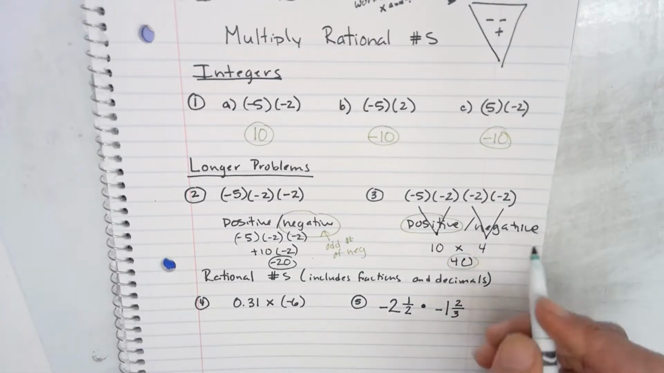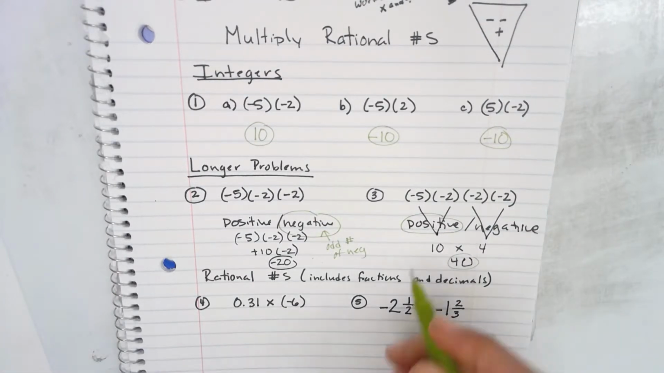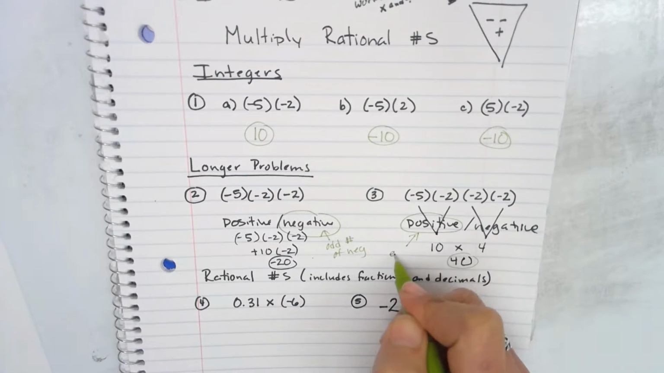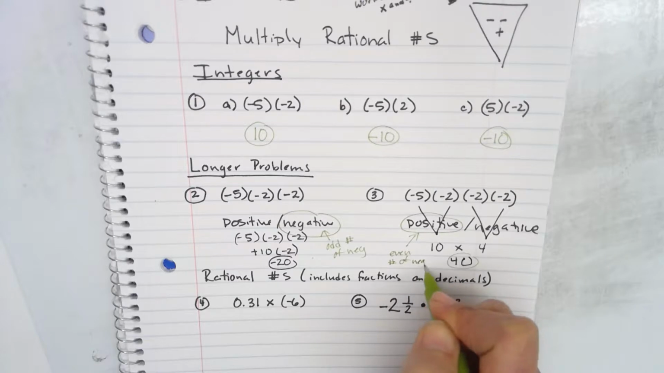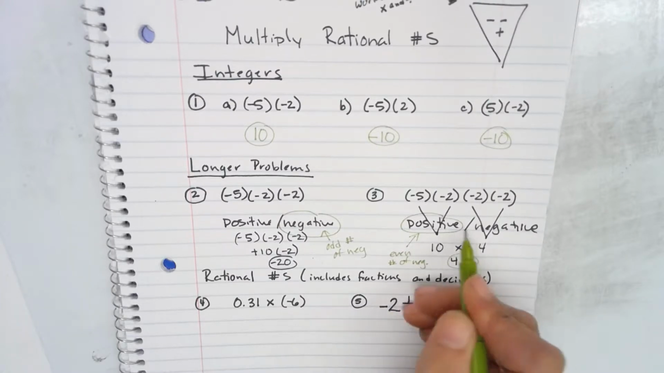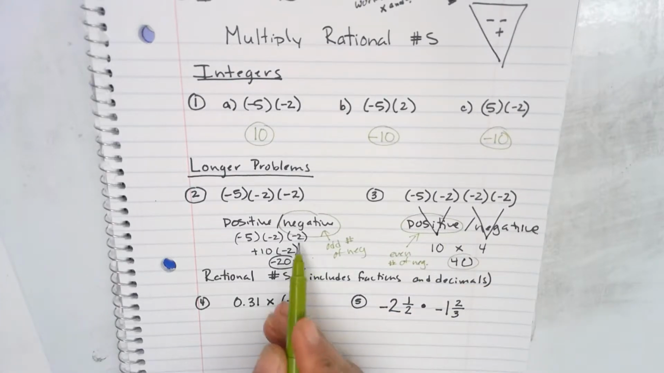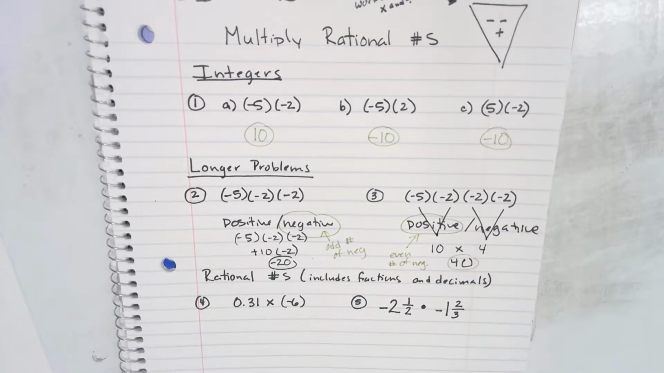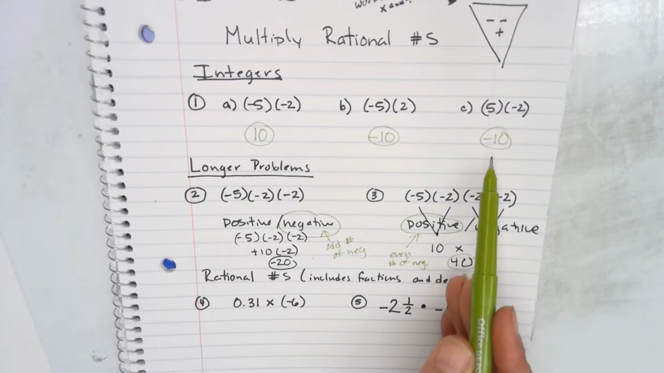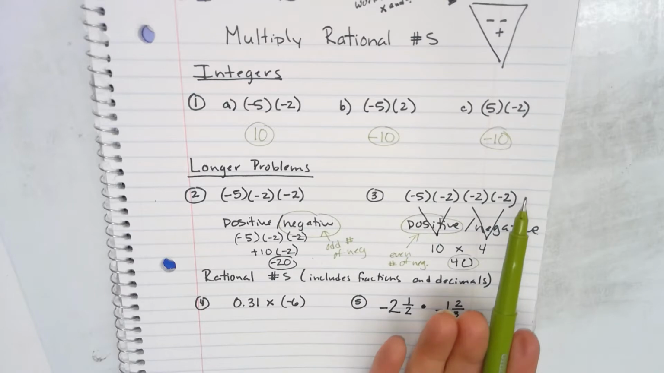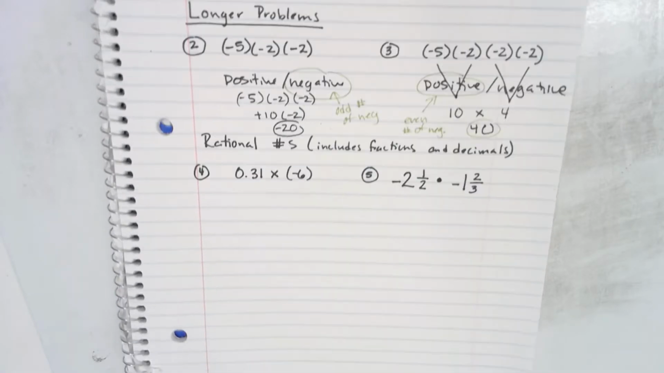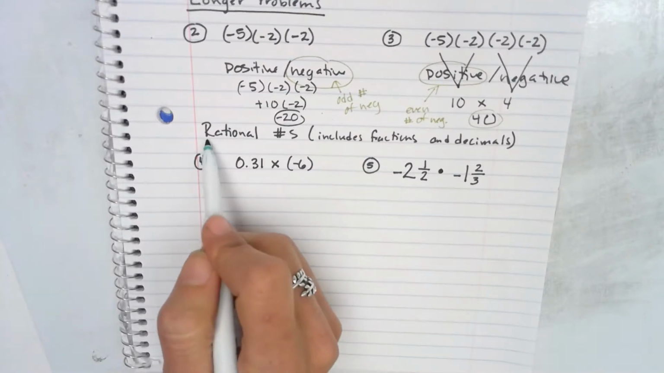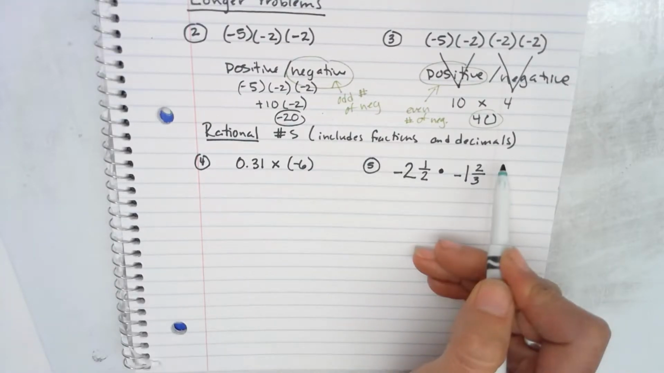Okay, and we can say a general rule is if we have an even number of negatives, our answer will be a positive. If we have an odd number, it will be a negative. So we've gone over our integers. All of these were whole numbers, either positive or negative. And then we're going to move on now to the rational. The rational numbers include our fractions and our decimals.